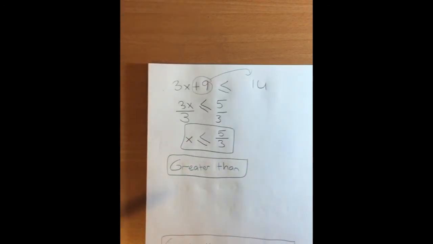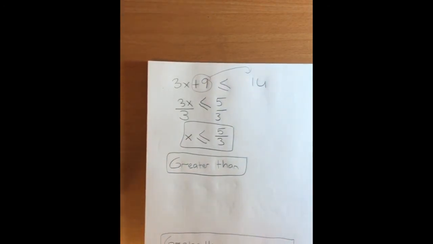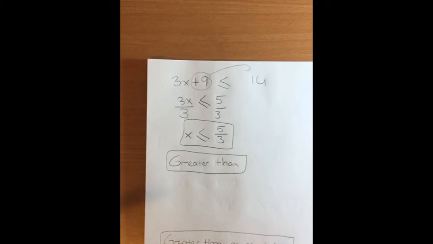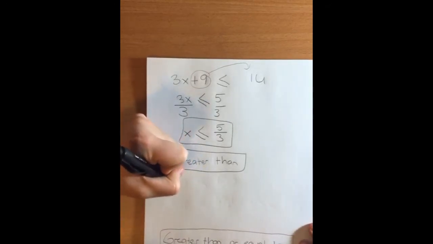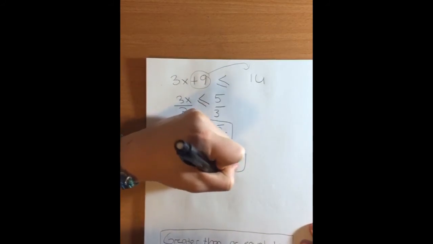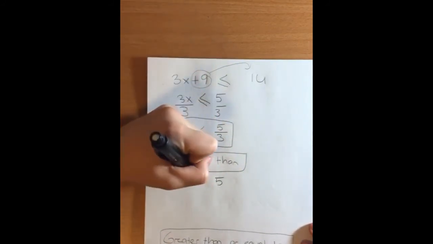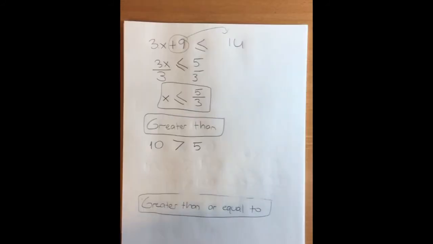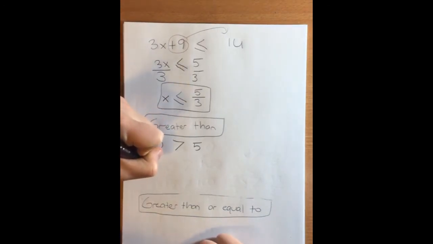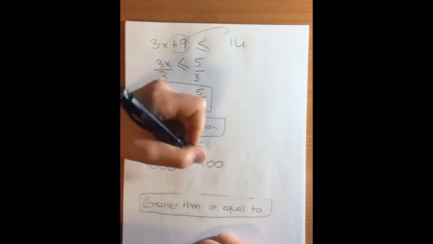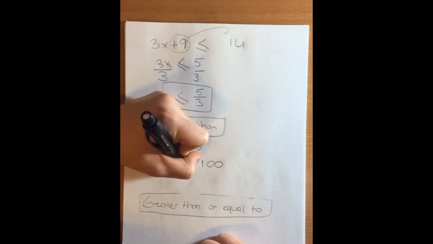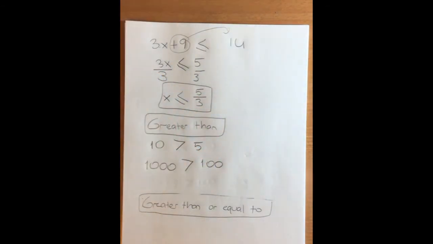So, let's look at greater than. First, let's start with an easy example. If we have 10 and 5, 10 is greater than 5. If we have 1000 and 100, 1000 is greater than 100. So, let's look at some more difficult examples.